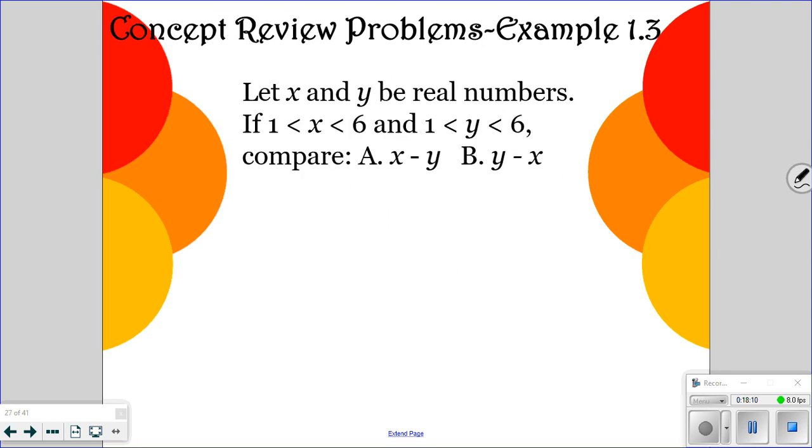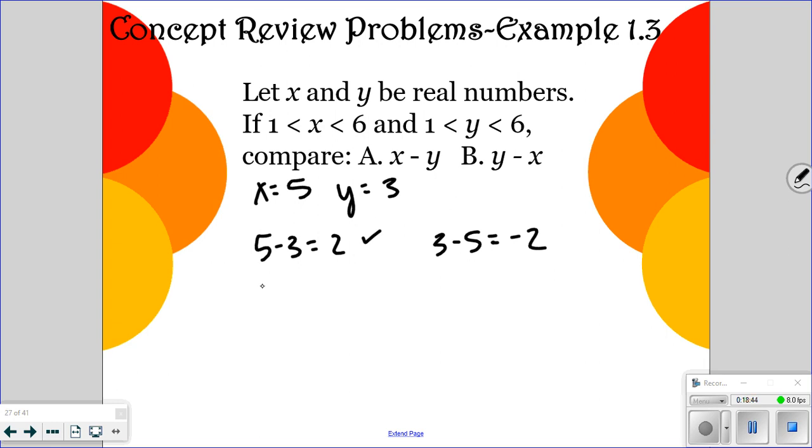Looking at another one, we know that X is in between 1 and 6, and Y is in between 1 and 6. Is X minus Y bigger or Y minus X? Well, if we pick a number for X and Y, and we subtract them, which one is going to be bigger? So let's pick a number for X. Let's say X is 5 and Y is 3. Well, 5 minus 3 is 2, and 3 minus 5 is negative 2. So then this one would be bigger.